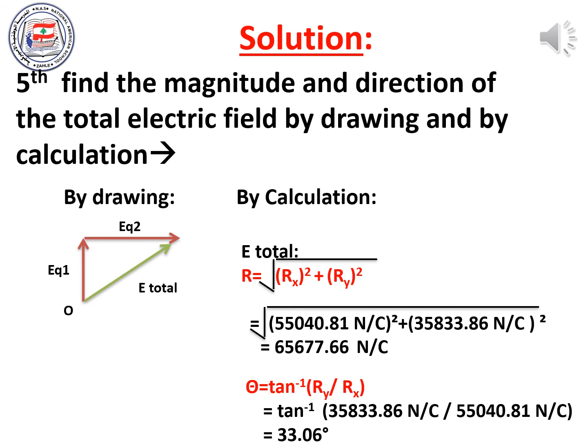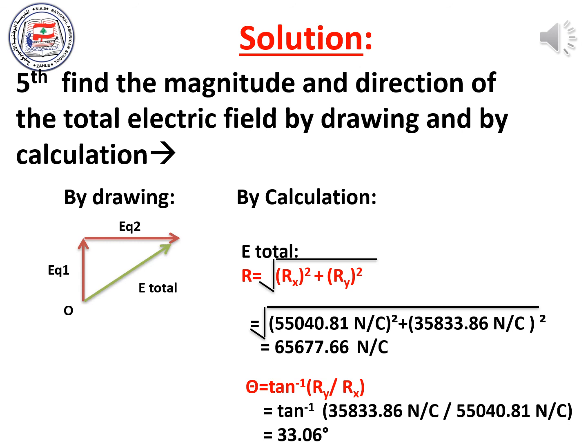Now in the fifth and final step, we find the magnitude and the direction of the total electric field by drawing and by calculation. So first, to the left, we can see that we find it by drawing. We put the tail of EQ2 on the head of EQ1, and we draw the vector representing the total electric field, from the tail of the first to the head of the last. As you can see in the figure in front of you, the vector in green represents the total electric field.